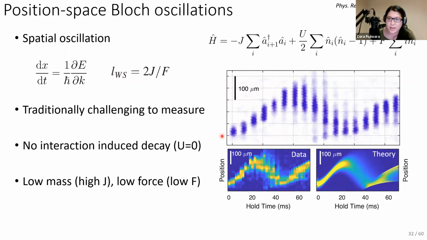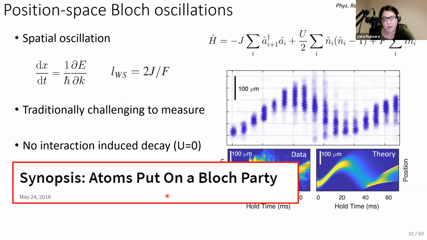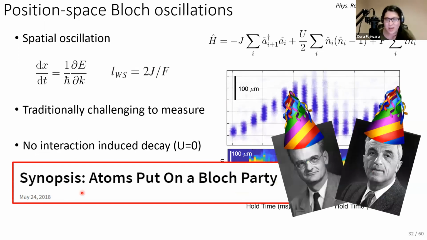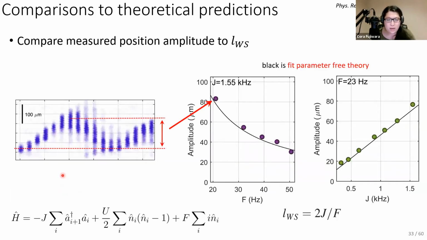Again, this is a composite image. Here, time is on the x-axis and position is on the y-axis. And we can integrate our data over here, and we get an excellent agreement with theoretical predictions. And so this got us a nice shout out from the editors at PRL: "Atoms put on a Bloch party." I like to imagine that Zener and Bloch are having a party and they have little party hats on. Fantastic.